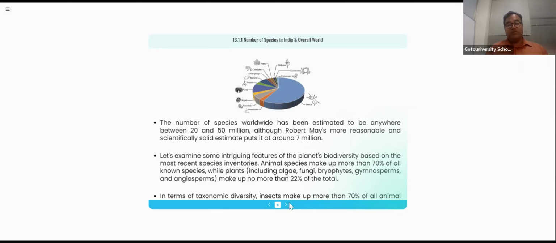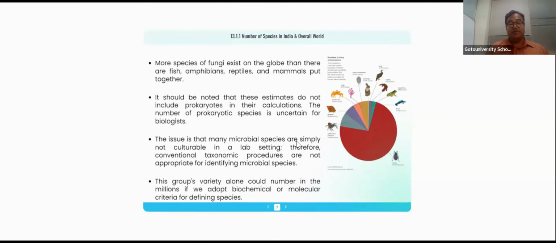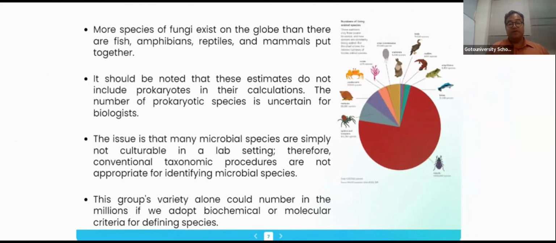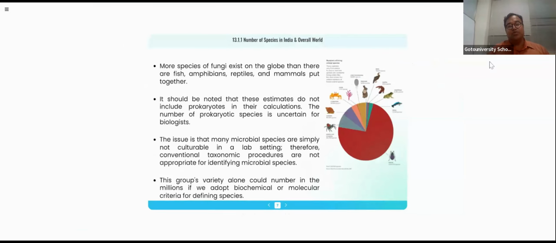Now, if you're entering into the number of species in India, we are going to discuss in detail. Fungus exists in a greater number globally than fishes, amphibians, reptiles, and mammals. The reason behind that, which we already told you, is one, chitin, and other than this, withstanding capacity.